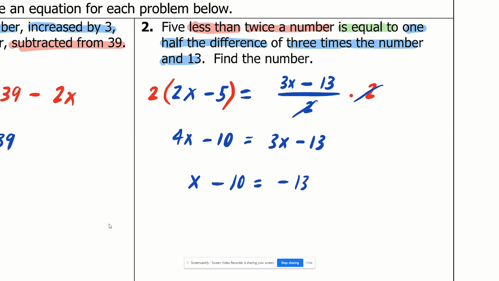So we're almost done. We got one more step. What is it? We're going to add that 10. What's negative 13 plus 10? Negative 3.